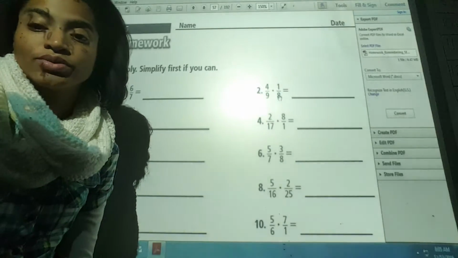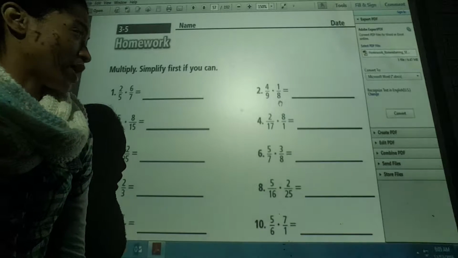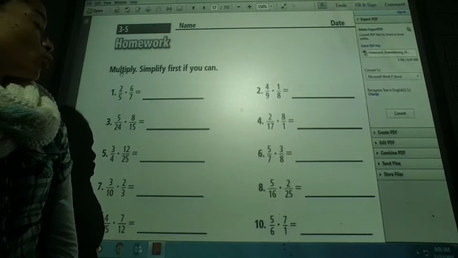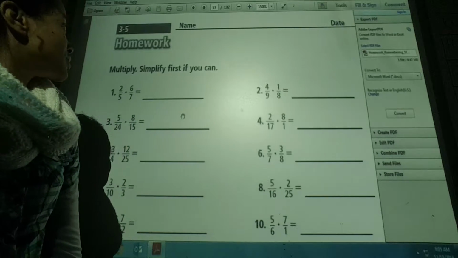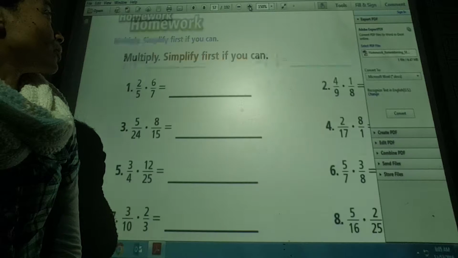We are now on lesson 3.5. With this lesson, we are still multiplying fractions, but we want to see if we can simplify first before we multiply. So let's get into it so you can see what we do.